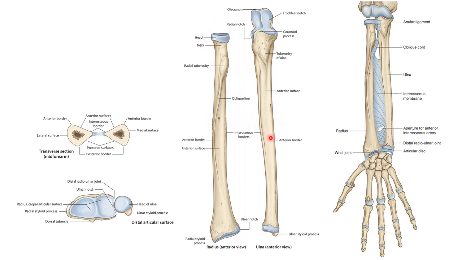The shaft of the ulna is triangular in cross section. If we cut it transversely, we have a triangle with three borders and three surfaces. What really matters to us is the lateral border of the ulna, which is called the interosseous border, because this is the border where the interosseous membrane attaches. This is a sharp, lateral border of the ulna called the interosseous border.